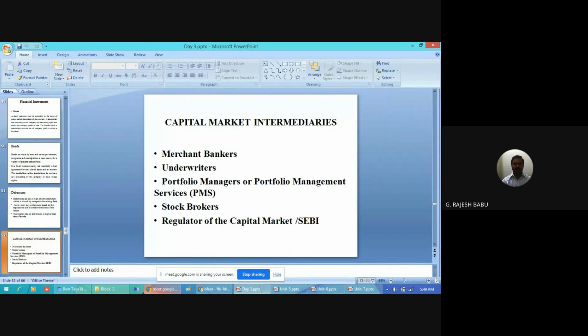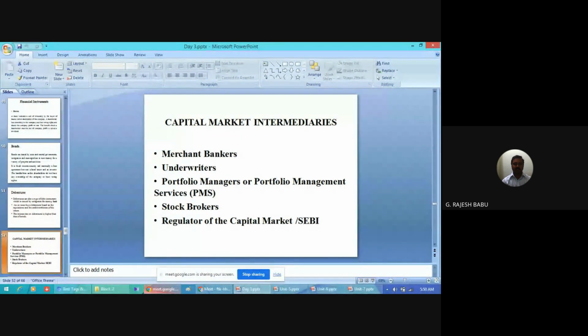Next one, capital market intermediaries. First one, merchant bankers, underwriters, portfolio managers or portfolio management services, stockbrokers, and the regulator of the capital market, the Securities Exchange Board of India.